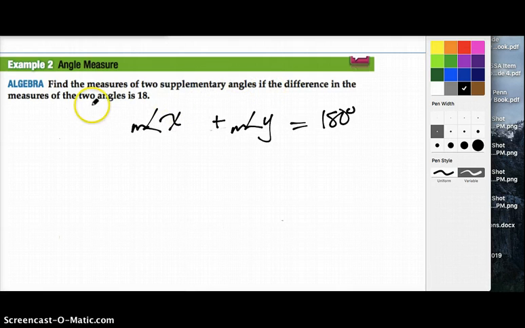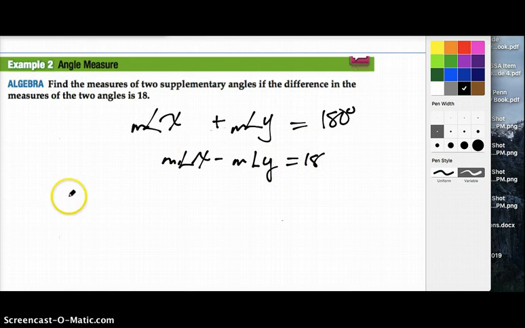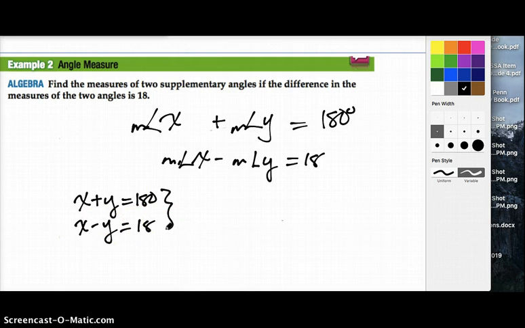But then I find out that the difference of these two angles, meaning let's say X is the bigger one, the measure of angle X minus the measure of angle Y is going to give me 18. And now I've got to figure out what to do. If you remember back in algebra, you had X plus Y equals a number, maybe 180, and X minus Y is equal to a number like 18. We would call this a system of linear equations. And what we'd be called to do is try to figure out the X and Y value that satisfies both of these equations at the same time.